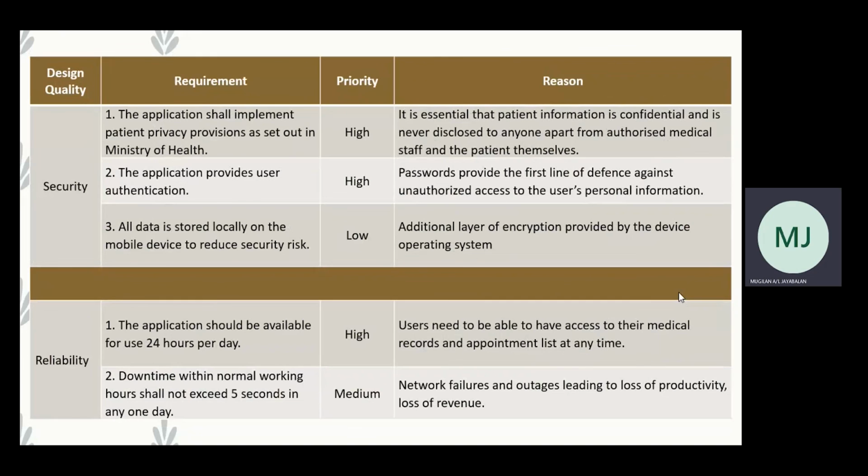Next step is reliability. The first requirement will have a high priority because the users need to be able to access their medical records and appointment lists at any time. For number 2, the priority will be medium. Network failures and outages lead to loss of production and loss of revenue.